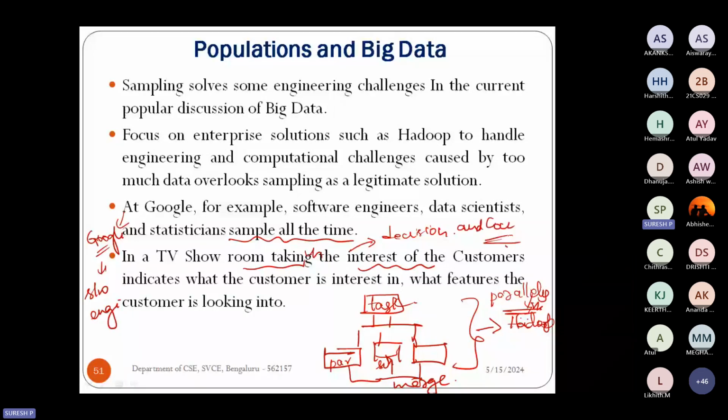It depends upon the enterprise solutions being used. All of this will be done in parallel, because an individual machine cannot handle big data. To handle big data, you are going to make use of Hadoop. That is the main tool you are going to have.